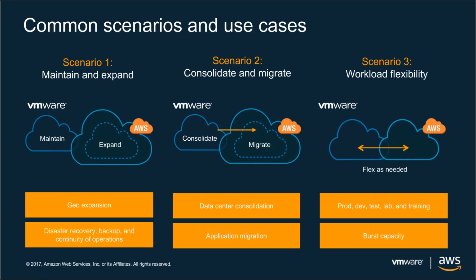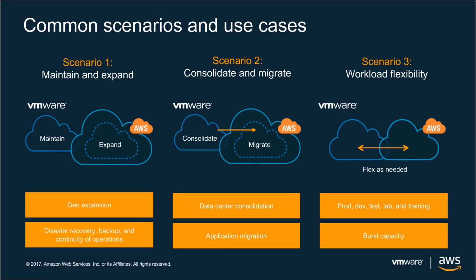The second scenario we hear a lot about is consolidating and migrating. These are customers who are actually looking to reduce the number of data centers that they have. Maybe they have data centers that are old, in need of a refresh or in need of a lot of maintenance, or customers who are looking to get out of the data center business altogether. So in this case, customers can either shut down their data centers and easily migrate their workloads into VMware Cloud and AWS, or reduce the number of data centers that they have and move into VMware Cloud and AWS.